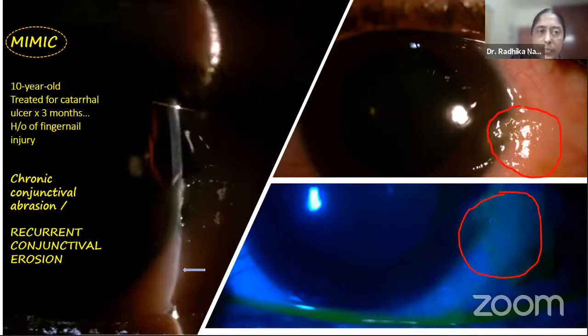Sometimes we have treated these with Prose lenses for healing, and at times we've done an amniotic graft for a patient to heal that conjunctiva. So like recurrent corneal erosion, recurrent conjunctival erosion is a rare but significant entity which must be kept in mind while treating these patients.